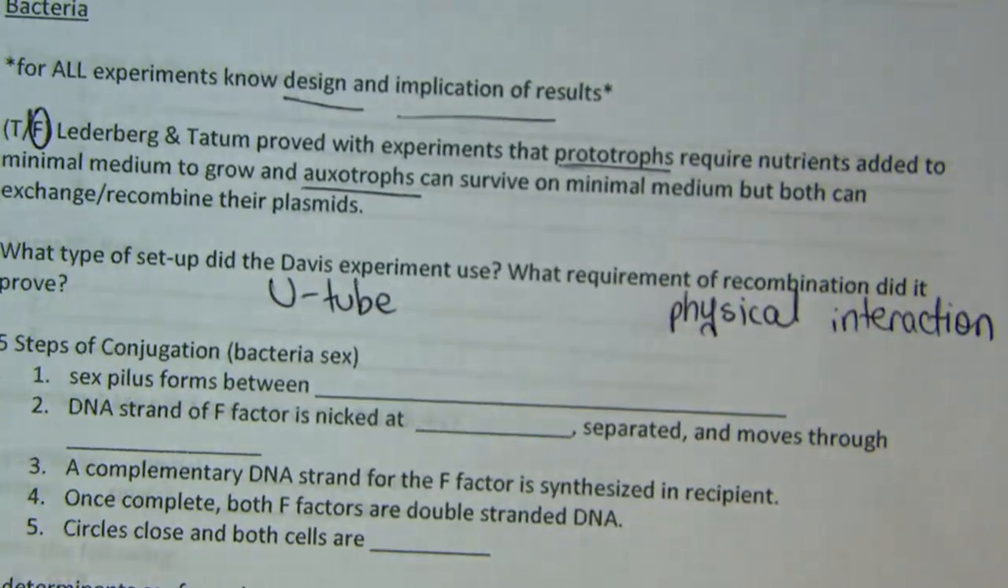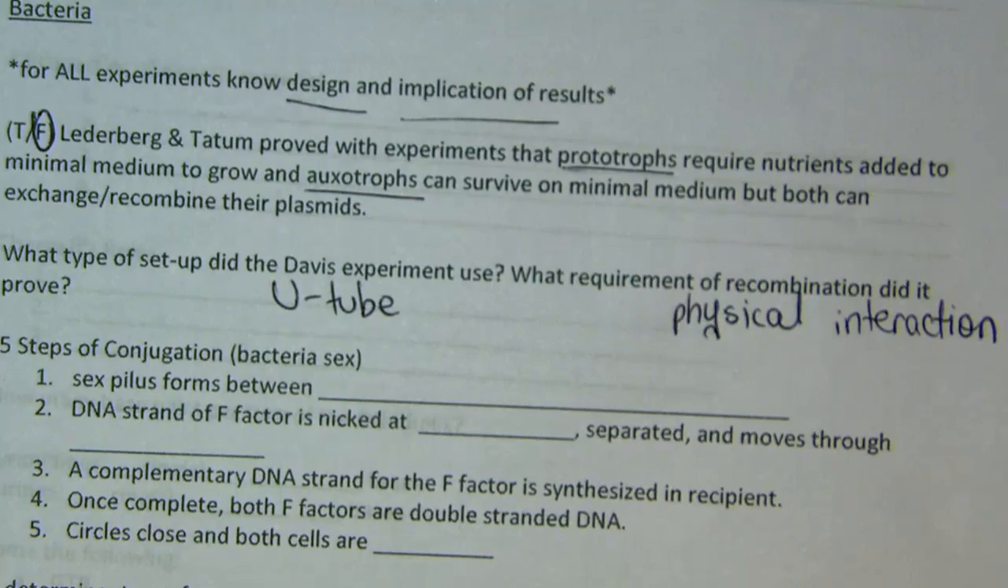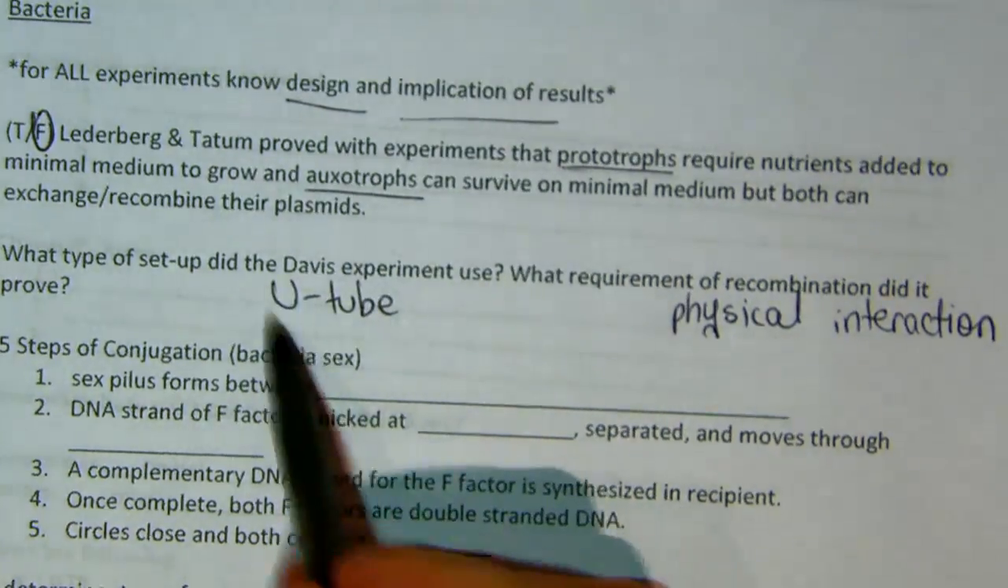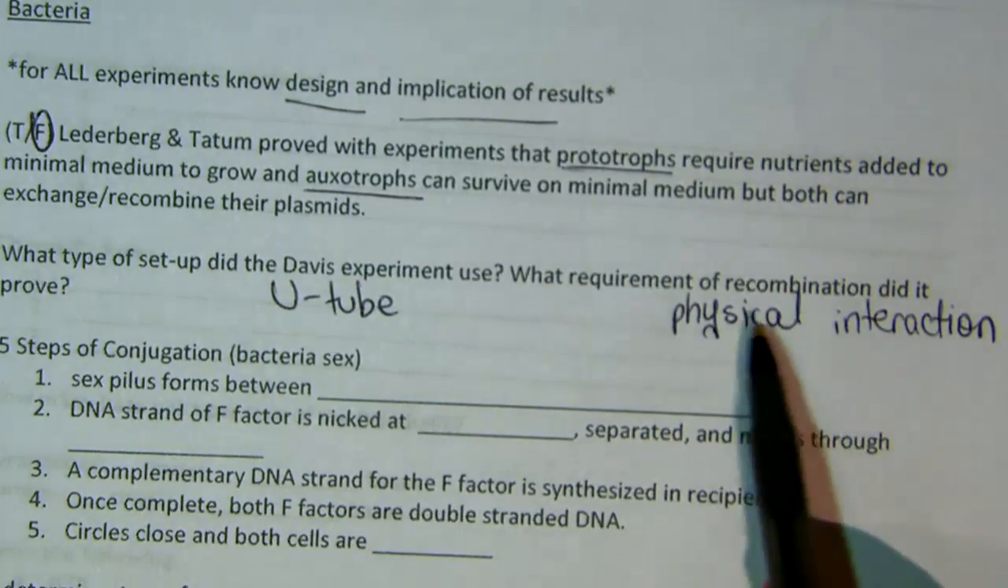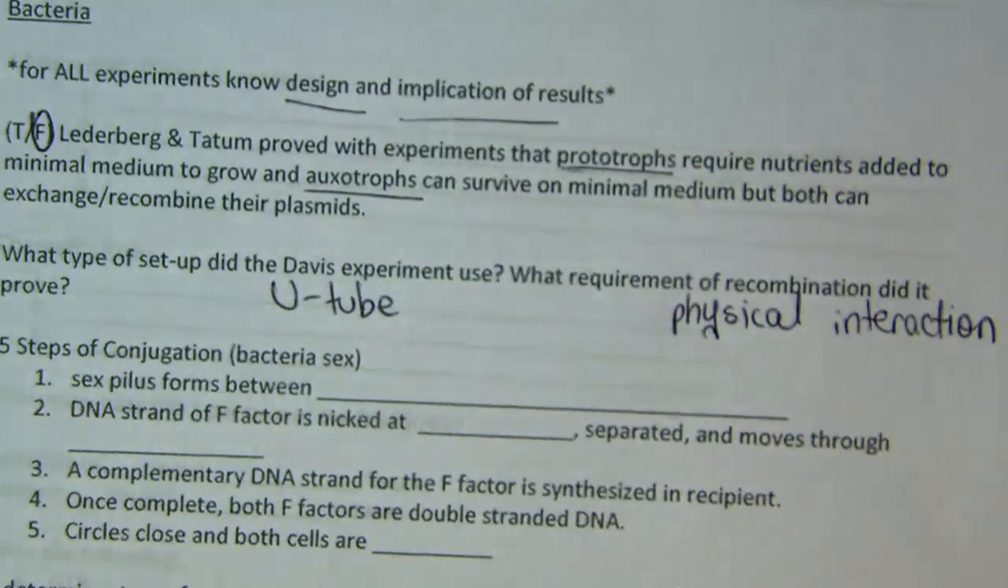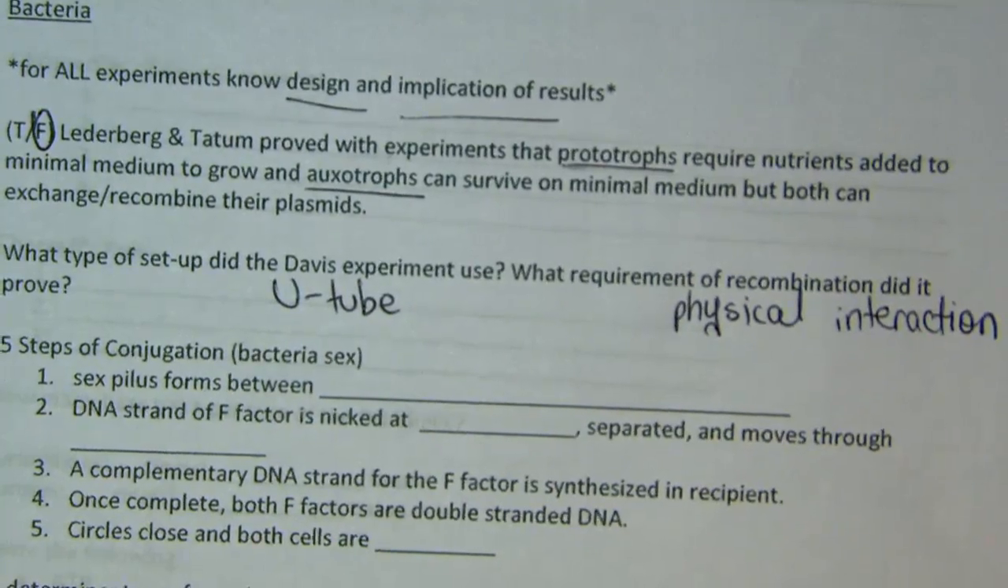So if bacteria can't touch each other, they cannot recombine their plasmids. By using this U-tube, they could keep them separated at certain times and then also let them interact at other times. And they found out that it is required that the bacteria can physically interact in order to recombine their plasmids.